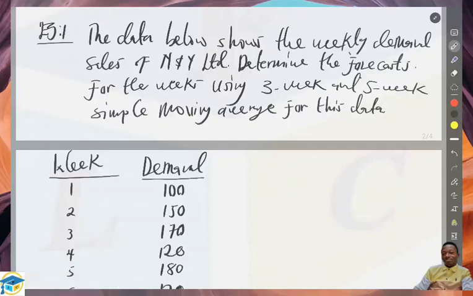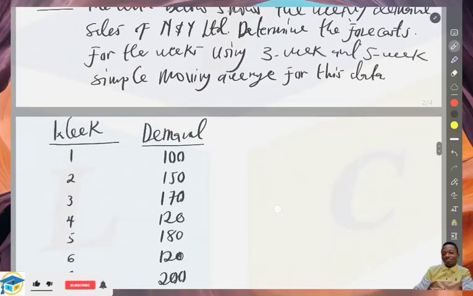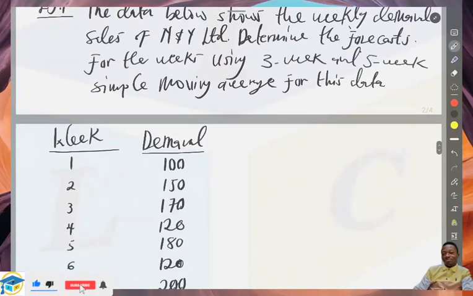So the 3-week and the 5-week moving average here means that to forecast for the coming period, for the 3-week, we make use of 3 data points in the past. So we take into account week 1, week 2, week 3, and use that data to forecast for week 4. For the 5-week simple moving average, we take into account week 1, week 2, week 3, week 4, week 5, and use that to forecast for the next period, say week 6. So that's the meaning behind 3-week and 5-week data.